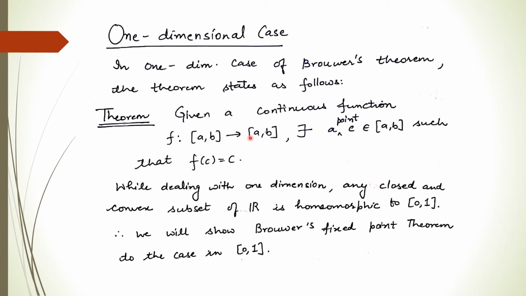So to prove this, first we consider the closed interval [0, 1]. Rather than taking the closed interval [a, b], we consider the closed interval [0, 1], because we know that any closed and convex subset of R is homeomorphic to the closed interval [0, 1]. So we will prove Brouwer's fixed point theorem in the case of the closed interval [0, 1].